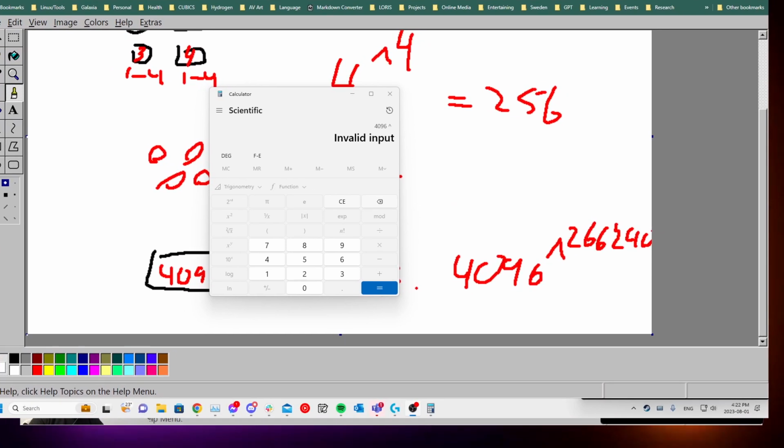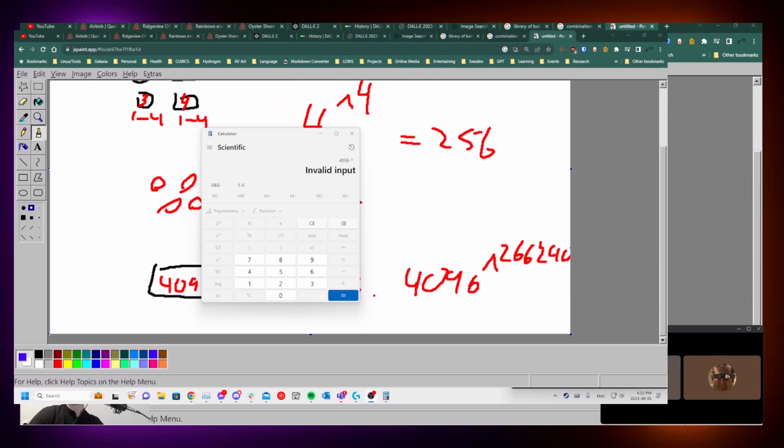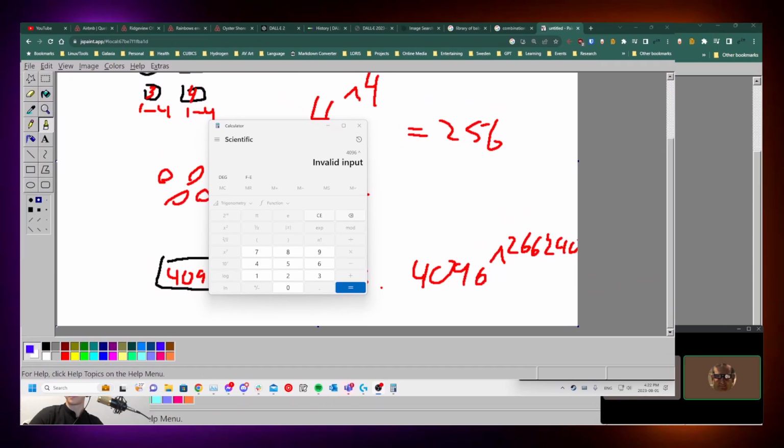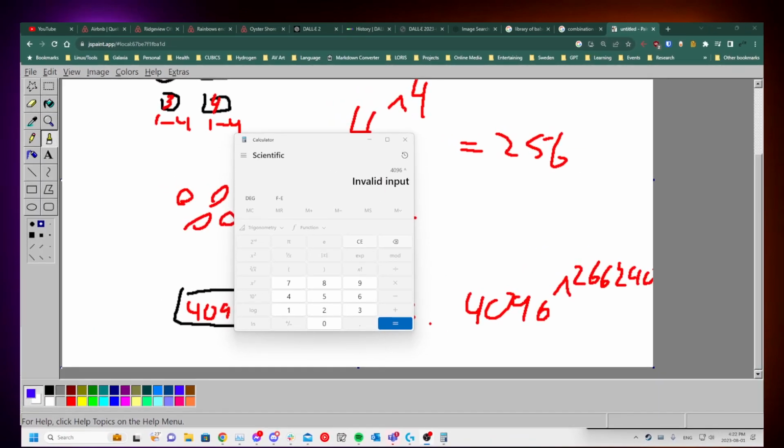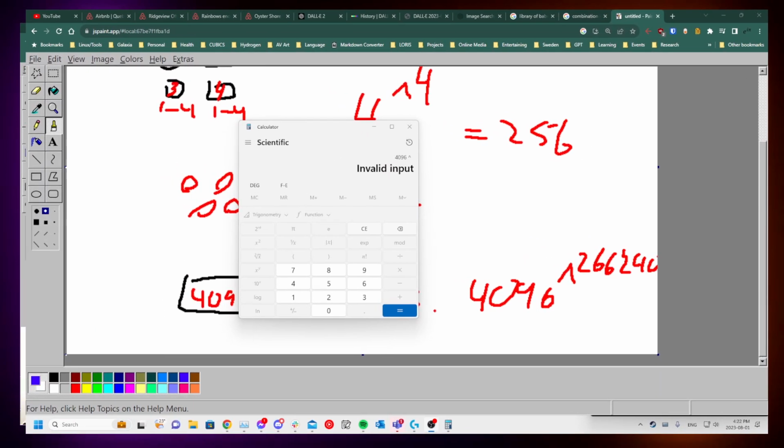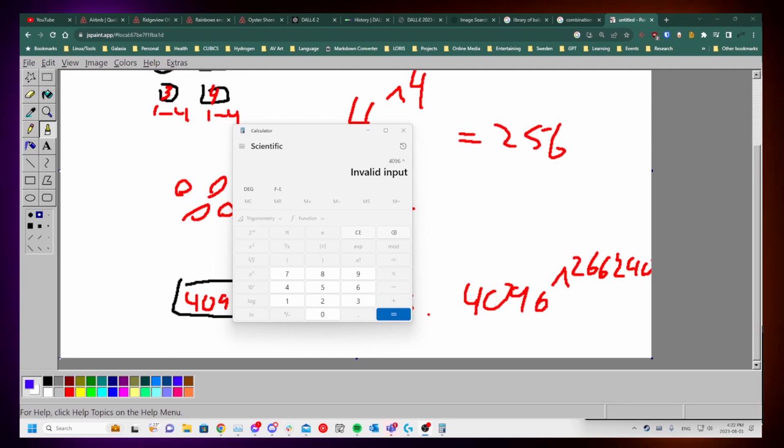But that's so huge. That's what I mean. Just intuitively, I thought there's no way that those guys are storing every single photo. That'd be so much data.